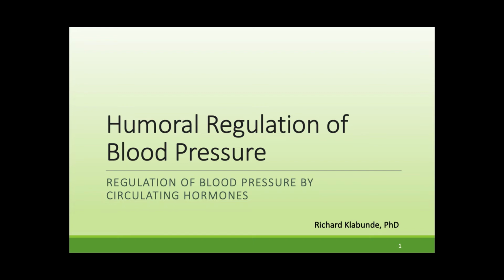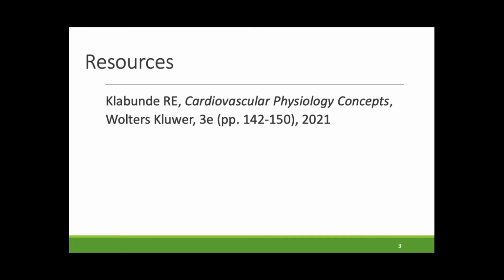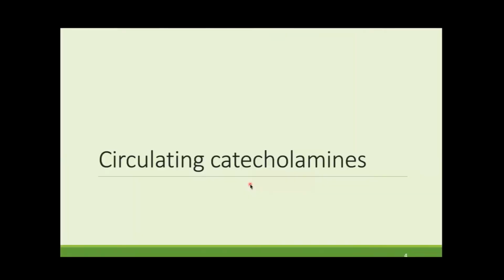In this lecture, we will examine together humoral regulation of blood pressure. The primary resource for this lecture can be found in Cardiovascular Physiology Concepts, published by Wolters Kluwer in the 3rd edition in 2021. So let's begin by looking at circulating catecholamine.